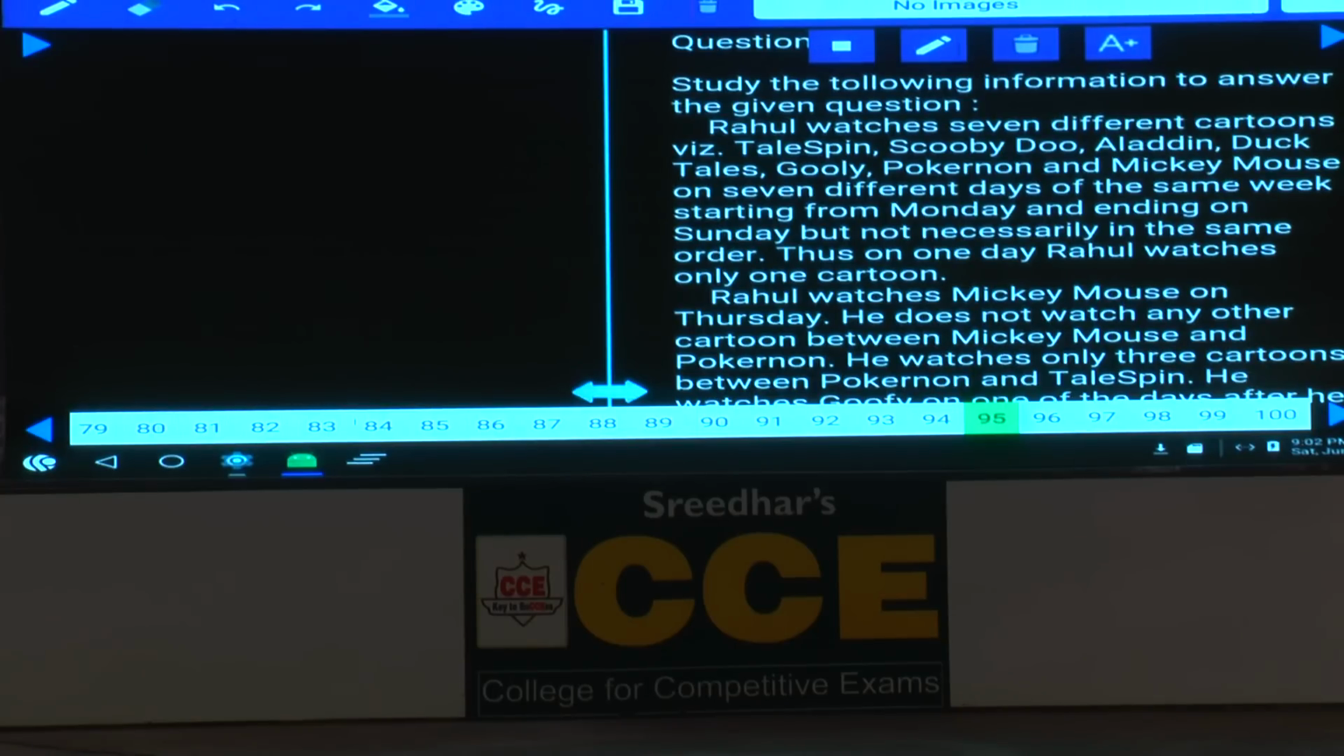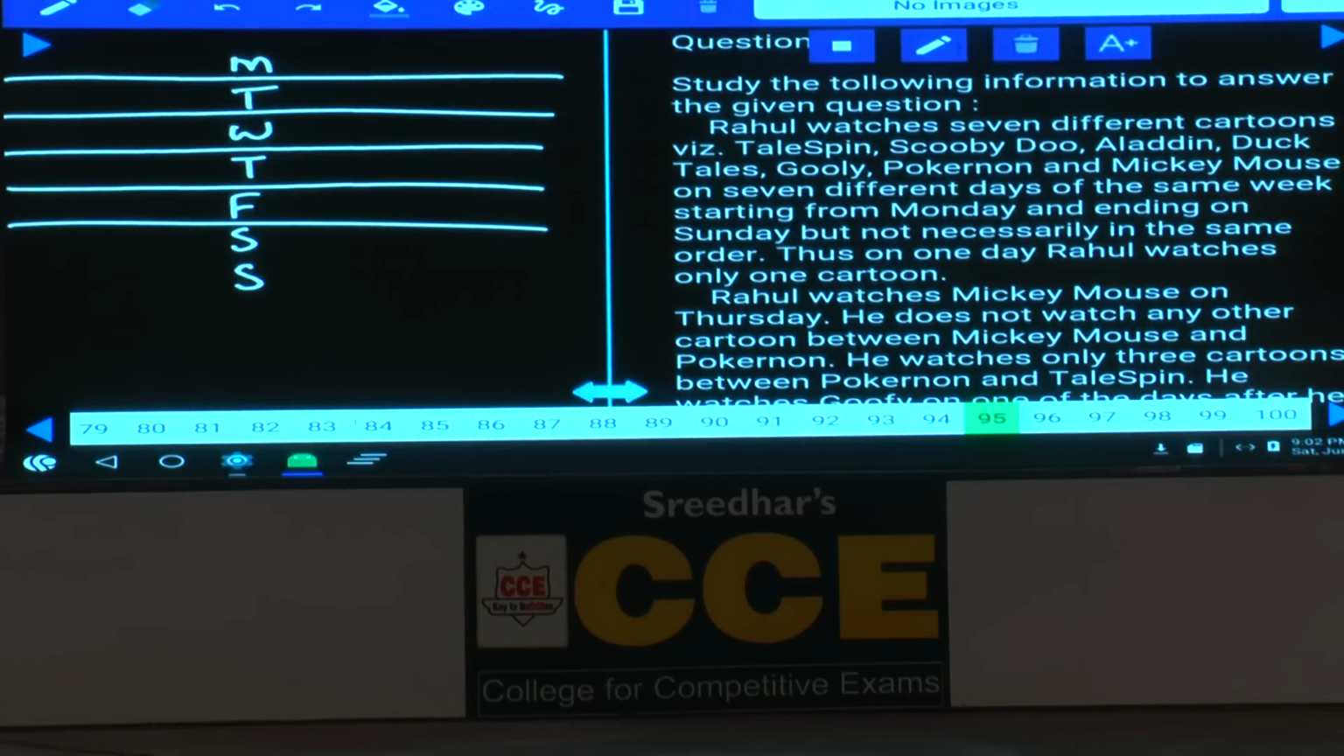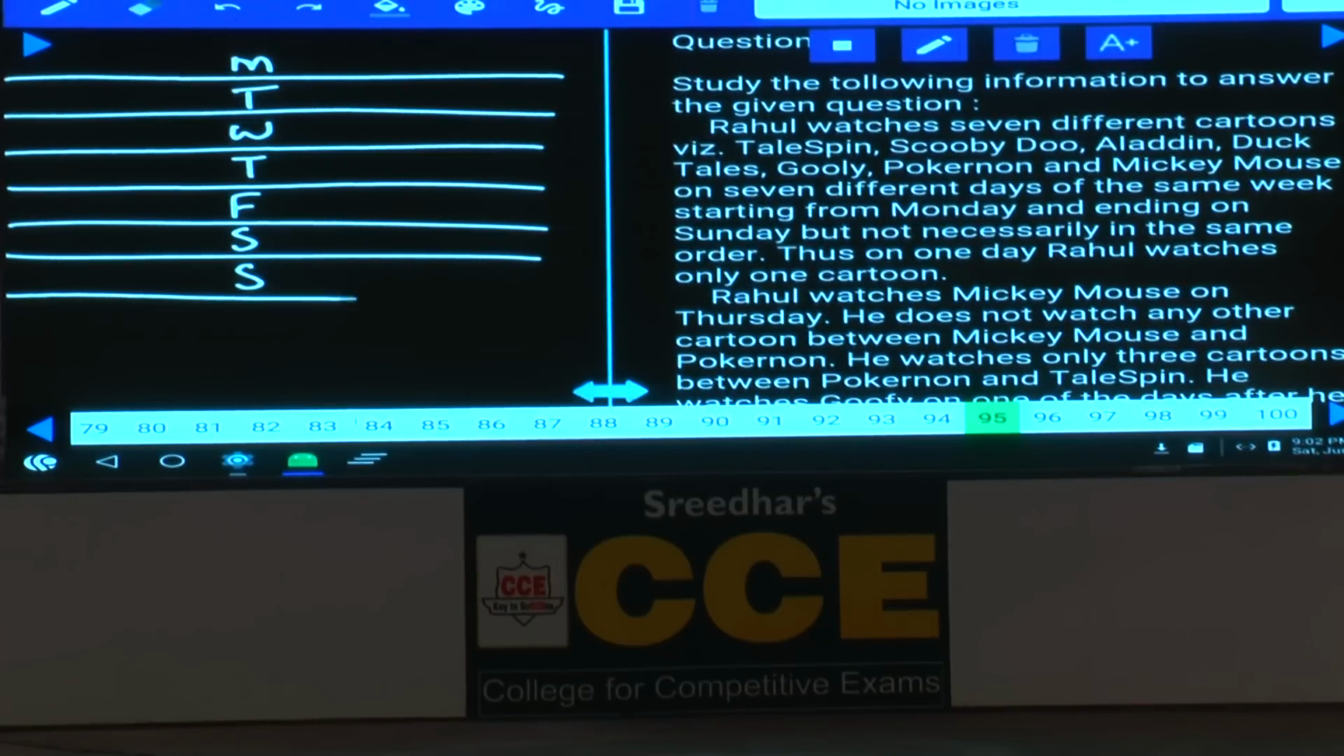7 different days, that is Monday, Tuesday, Wednesday, Thursday, Friday, Saturday and Sunday. Now this Rahul is watching 7 different cartoons on 7 different days: Monday, Tuesday, Wednesday, Thursday, Friday, Saturday and Sunday. Out of which, but not necessarily, thus on each day Rahul watches exactly 1 cartoon.